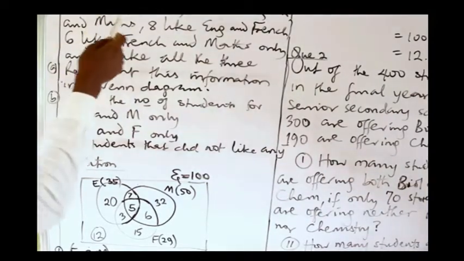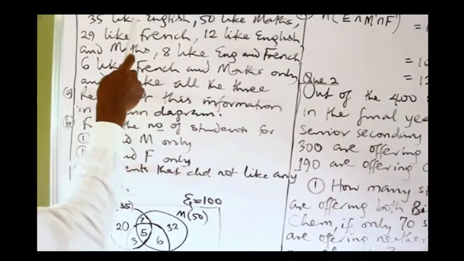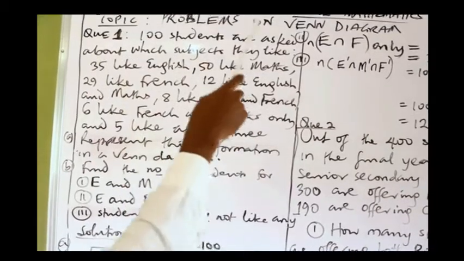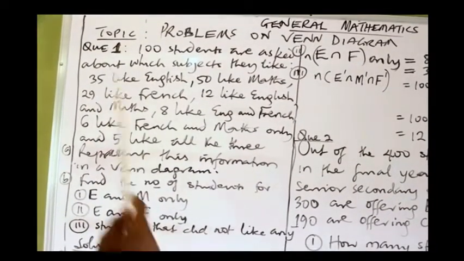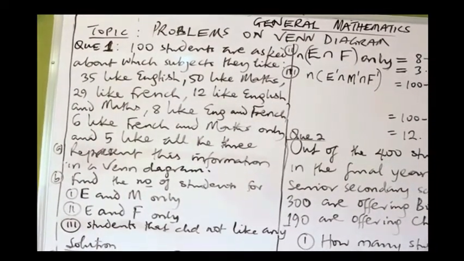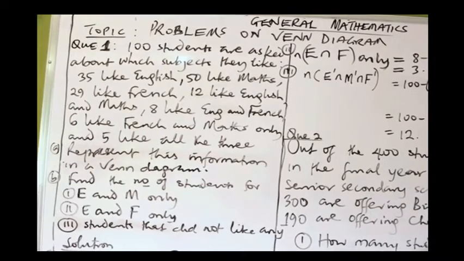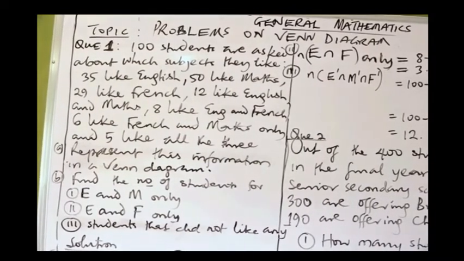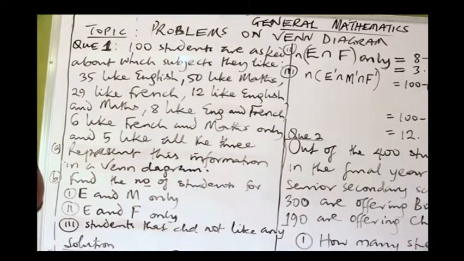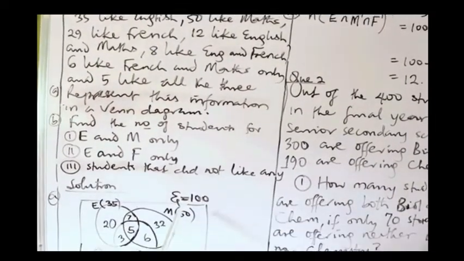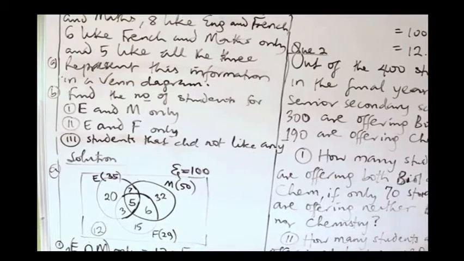Now, if you look at the question, you discover that the total number of people or students in that gathering is 100. That represents our universal set, which we always represent by this rectangle. So you write it over there. Universal set is equal to 100.